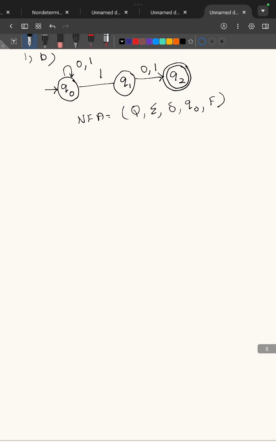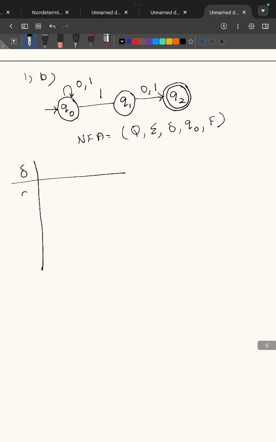Next, convert the following NFA to its equivalent DFA is what we will see. This is a simple diagram, similar to what we have done in your class, with small changes. First we have to construct the transition table for this one. How many states do we have here? We basically have 3 states, Q0, Q1, Q2, and two input symbols, 0 and 1.